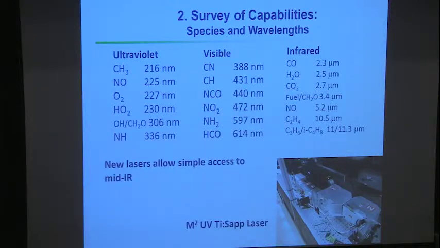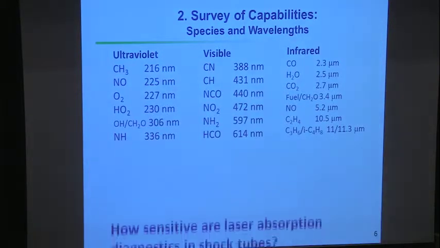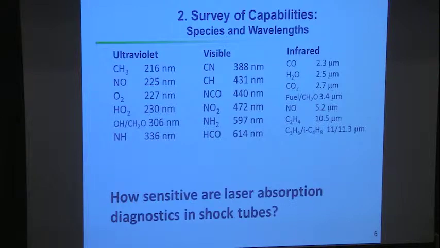So the lasers have evolved. The shock tubes have evolved slowly. The lasers have evolved faster. The detectors have evolved. Everything has evolved better and better. You might ask the question, well, what can you do? What can we detect? Having picked the wavelengths, how well can we do?